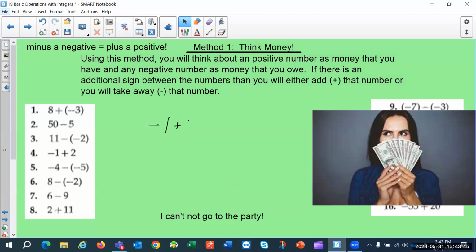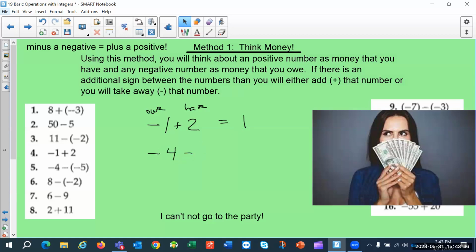-1 plus 2. You owe 1. You have $2. You pay off the dollar you owe. How much money do you have left? All right, that's right. You've got $1 left. -1 plus 2 equals 1. All right, let's do the next one.